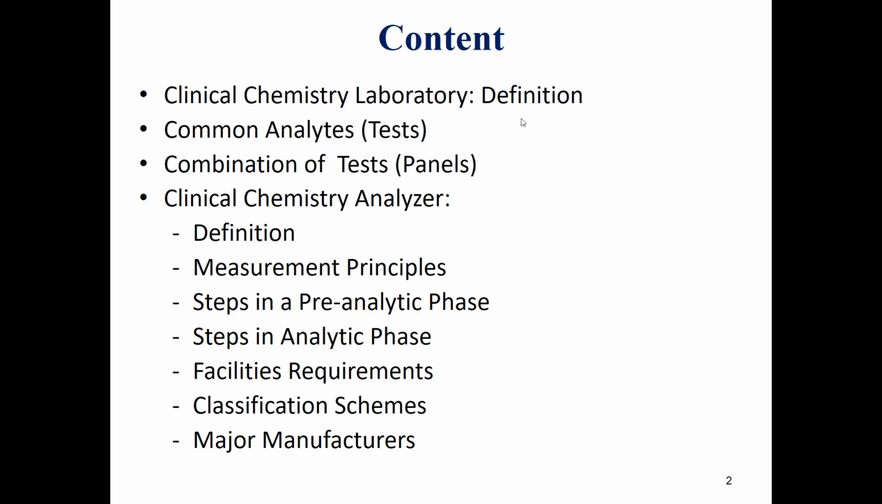The first point will be a general definition for a clinical chemistry laboratory. Then we will talk about the common analytes and combination of tests, also known as panels or profiles. Then we will talk about the clinical chemistry analyzer. We'll have firstly a definition for a clinical chemistry analyzer. Then we will talk about the measurement principles, steps in the pre-analytic phase, steps in the analytic phase, facilities requirements, classification schemes, and finally major manufacturers.